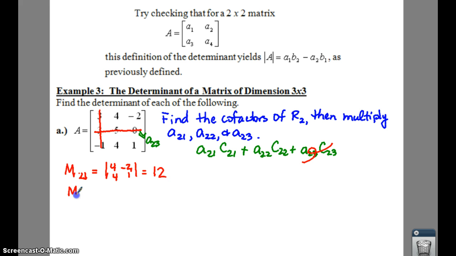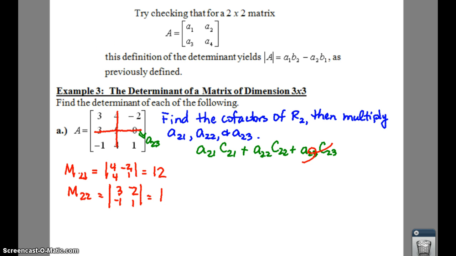Then for the minor for 2 2, we mark out that same row and this column, which means we need to find the determinant of 3, negative 1, negative 2, 1. That gives us 3 minus 2, which is 1.